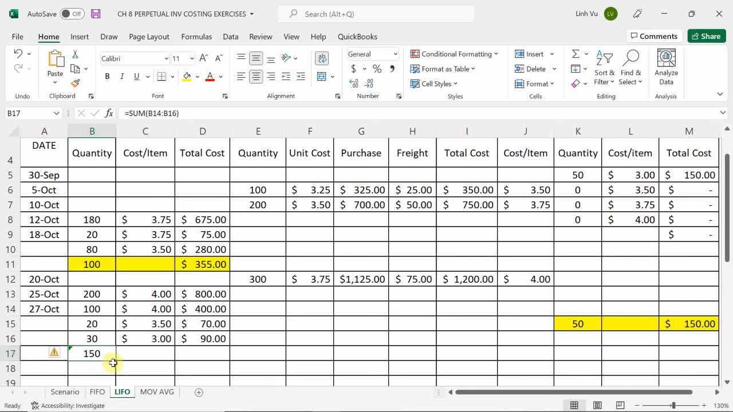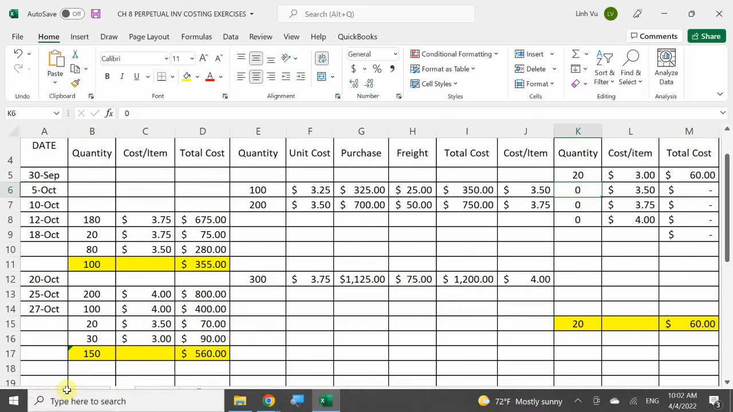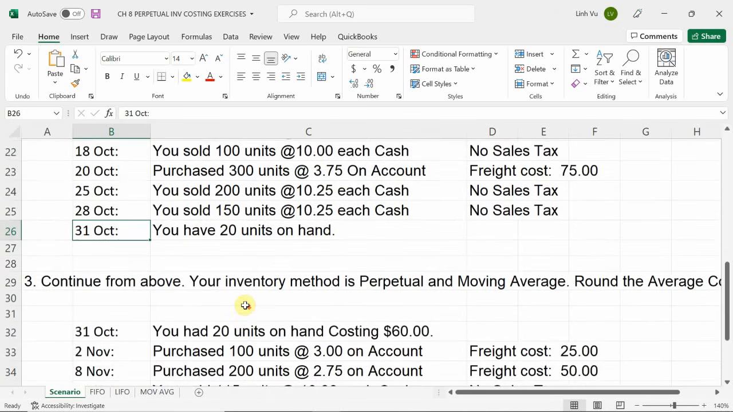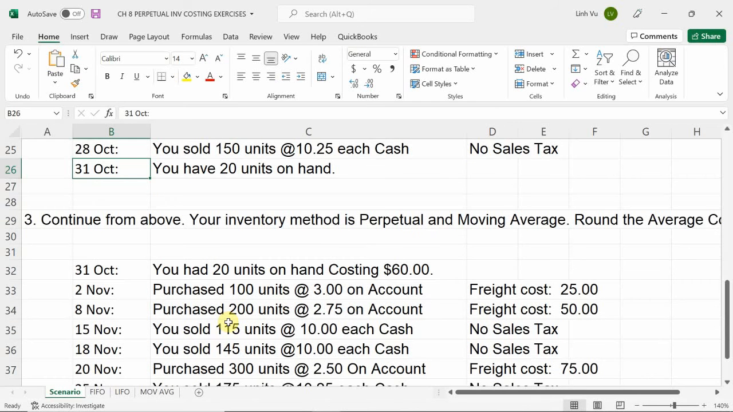So I'm going to add up my sums here. So this is a total of selling 150 units, giving me a total of $560. Okay. That's for selling all 150 units. Now I need to update my inventory because I got rid of 30 units. So in this case, right, 50 minus 30 should leave you with 20. So now you have $60 left in your inventory. And you have 20 units left, which is true, right? As of October 31st, you should have a total of 20 units left. Good. All right.